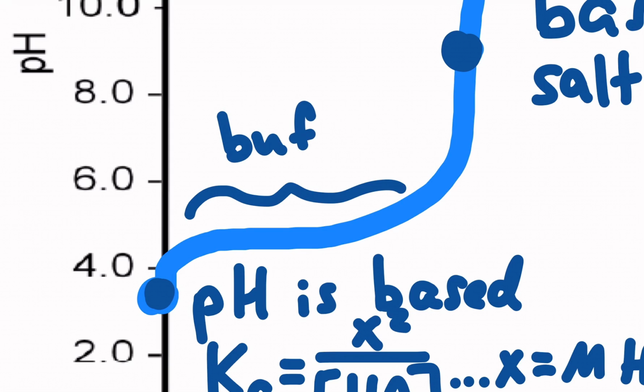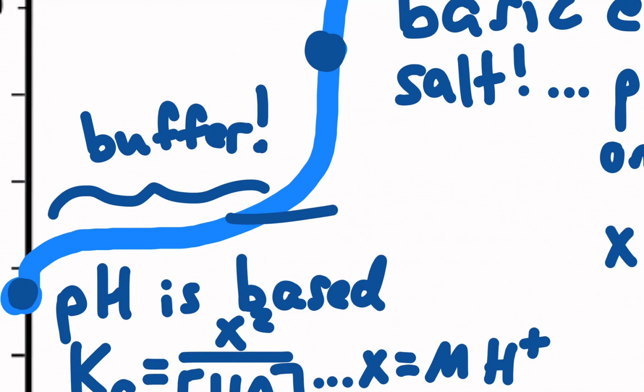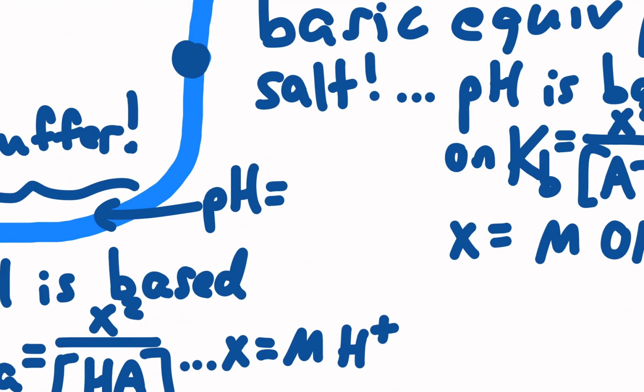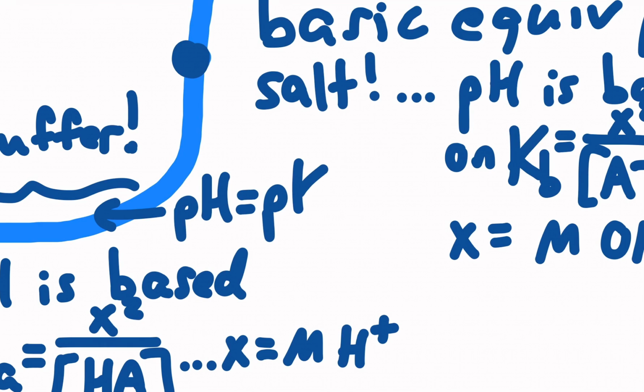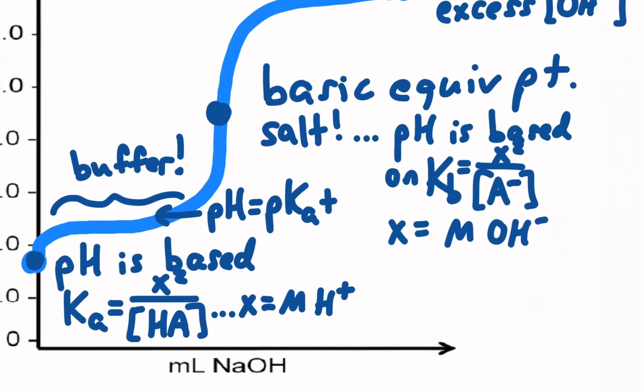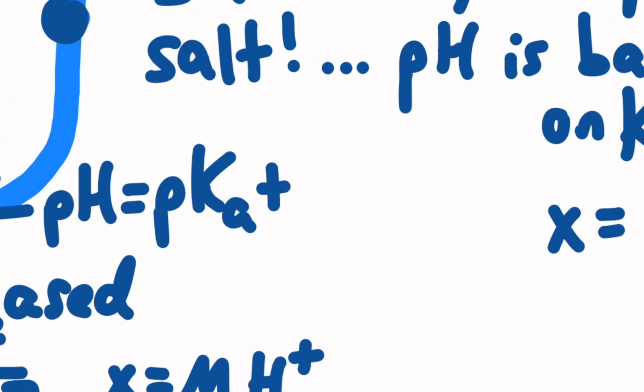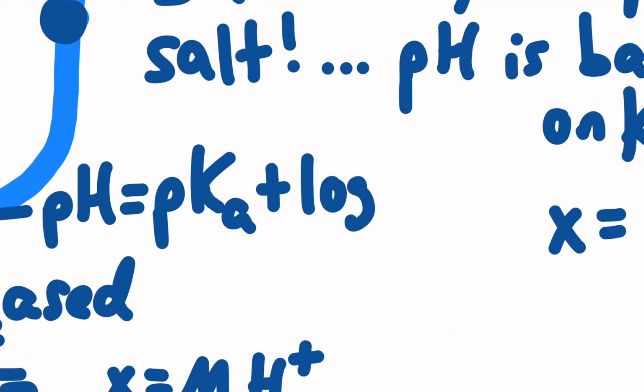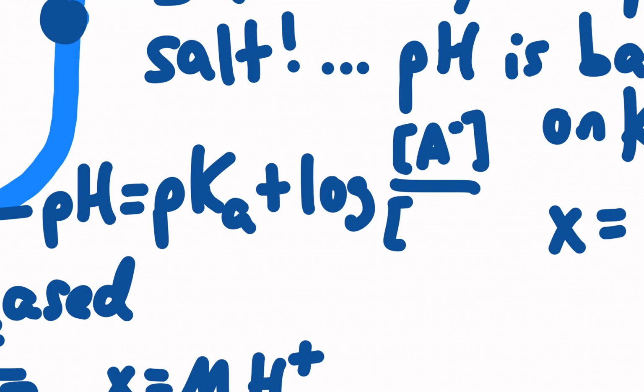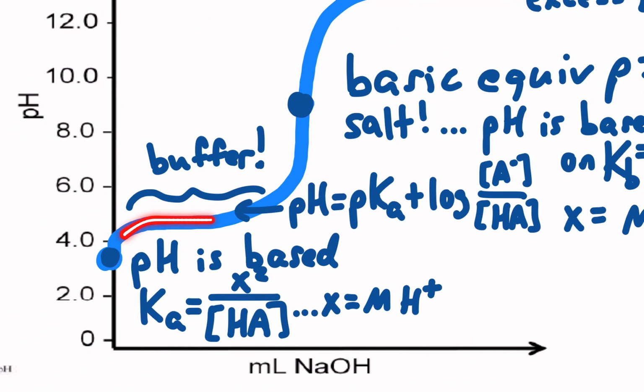It's anywhere after we've started and prior to equivalence. And here, the pH is based on the buffer equation. So, we could say that the pH is equal to the pKa plus the log of the base, meaning the conjugate base, over the original acid. And that's true anytime we're in this region.